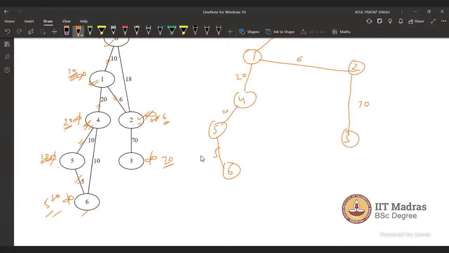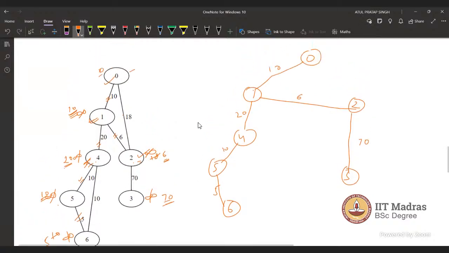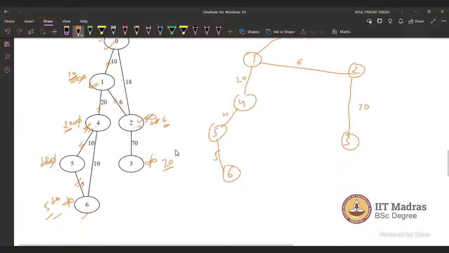In that way we can find the minimum spanning tree. So this is the minimum spanning tree for this graph. What is the minimum cost of the spanning tree? You can add all the weights: 10, 6, 20, 10, 70, and 5. You can add all these values, and that will be the total cost of the minimum spanning tree. So that is the minimum cost. In that way, you can apply Prim's algorithm.